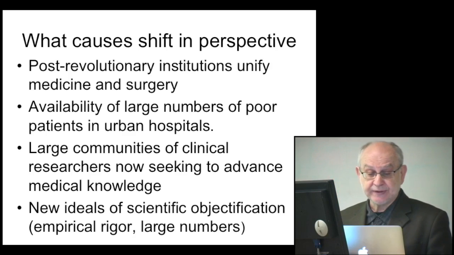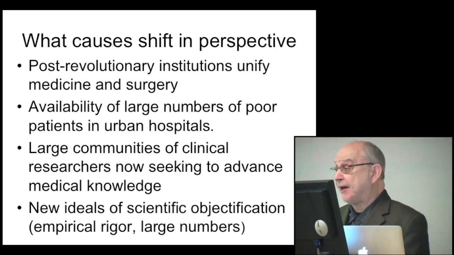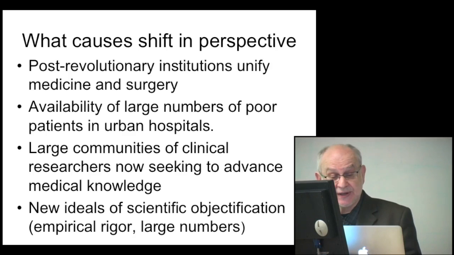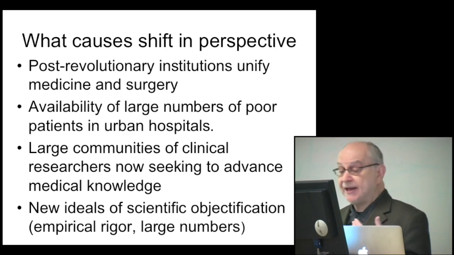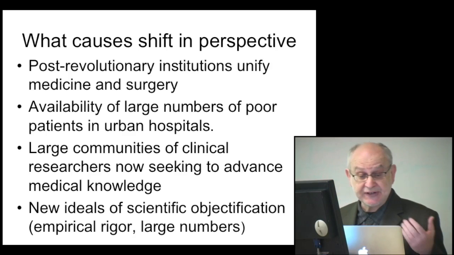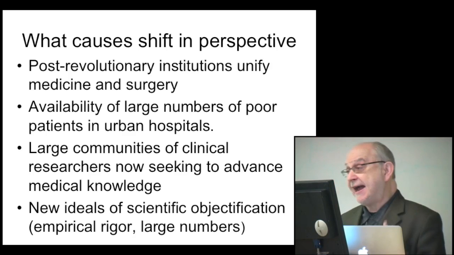One of the points that I've made in previous books is that Paris was one of the first places where you begin to get large communities of clinical researchers who are seeking to advance medical knowledge and are publishing about their medical knowledge. And finally, you get new ideals of scientific objectification. You begin to see in discussions people talking about evidence and empirical rigor and the need to have large numbers of cases in order to make generalizations.